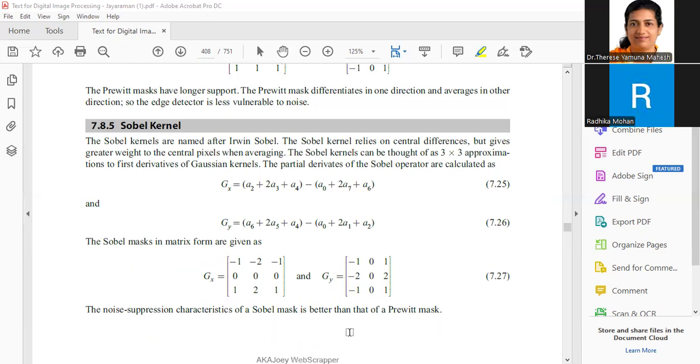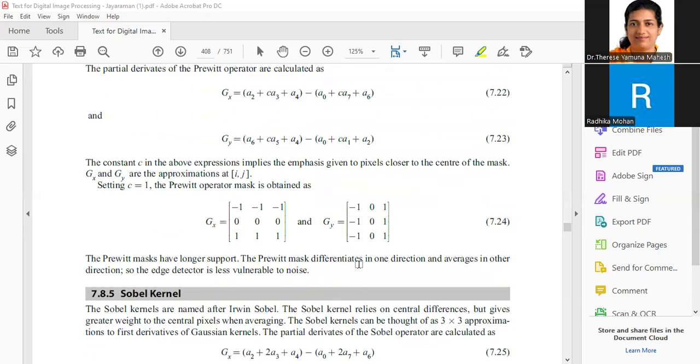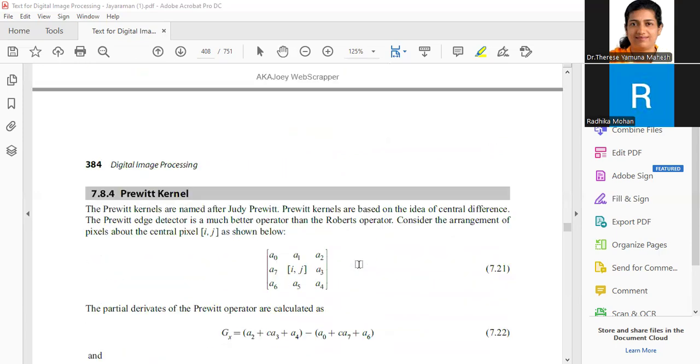In high pass filters, the sum of the coefficients should always be 0. If you sum all the coefficients in the operators, it will come to 0. So these are high pass single derivative operators.